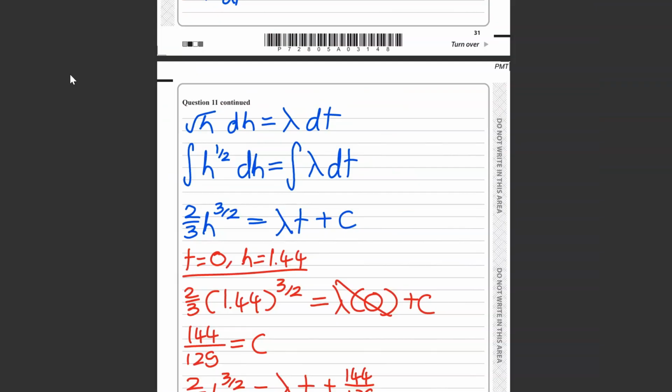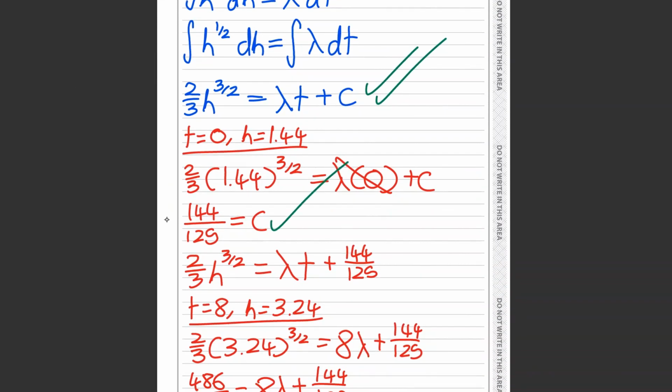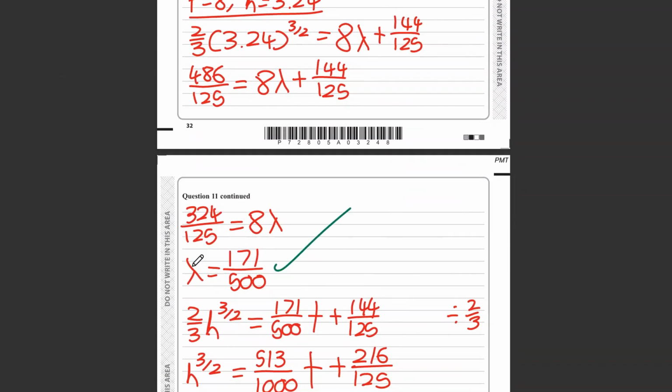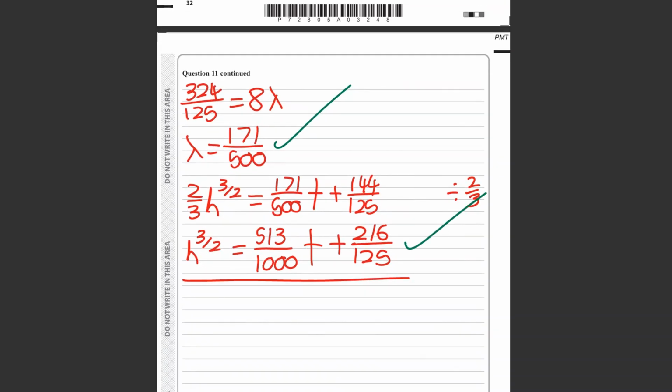In order to get the marks here, you get 2 marks for integrating it into this format here, you get another mark for finding C, you get another mark for finding lambda, and you get a final mark for getting it into this format here.